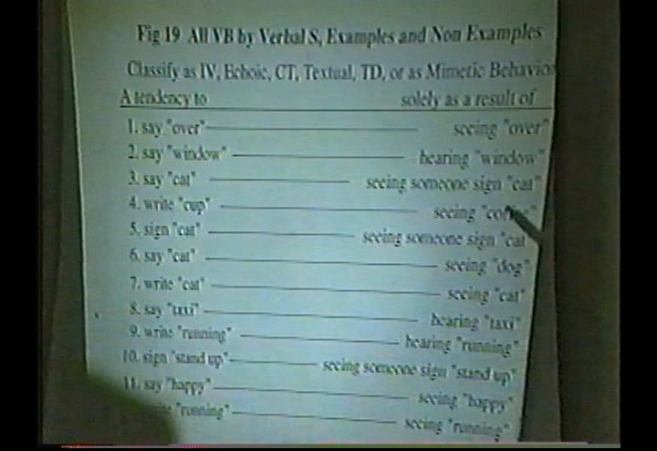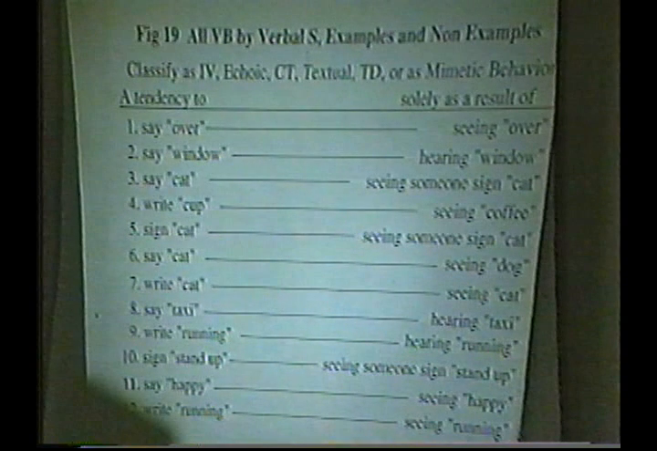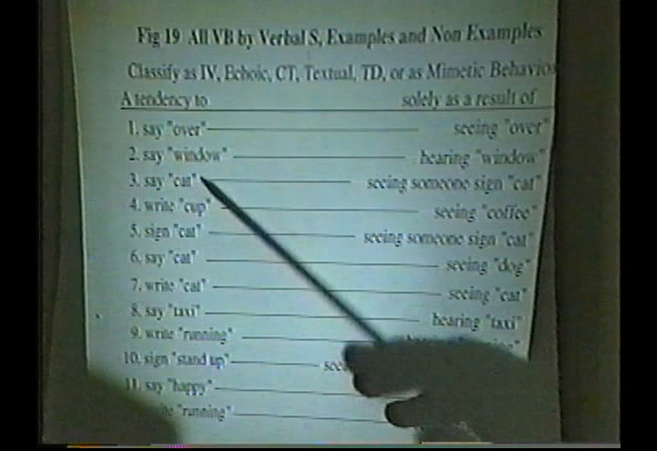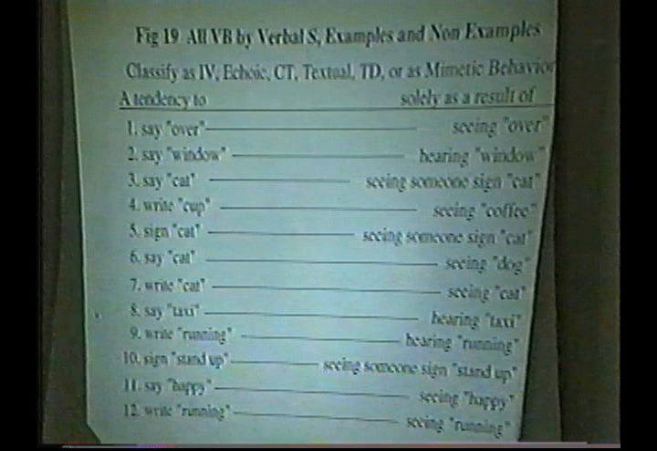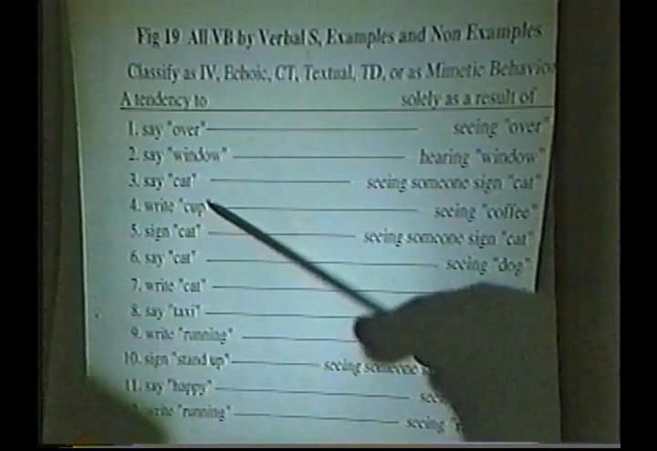Once again, that's intraverbal behavior. The parts of the sign for cat have no relationship to the separate parts of the word cat, either written or spoken. To write cup as a result of seeing coffee. Now that's an example of an intraverbal response. You see the word coffee, and you write cup.